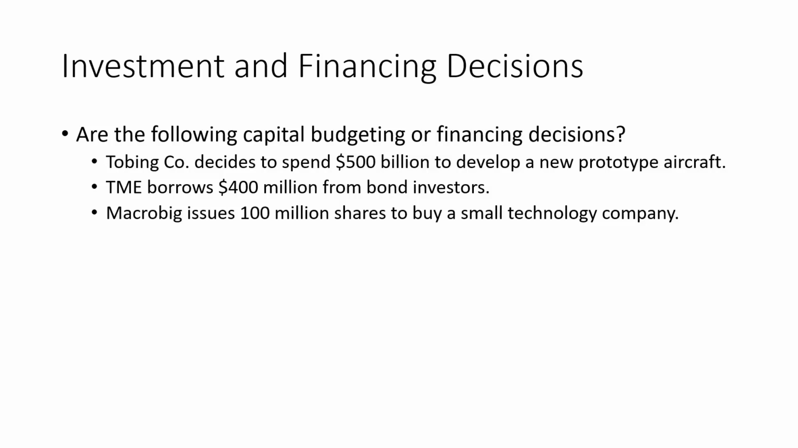Microbig issues 100 million shares to buy a small technology company. Again, here shares are being issued, so we have some insight into the financing part, but we really don't know what is going on or what is the amount of money. But even then, we know that there will be shareholders who will be given a lien against these shares. So this has an element of financing decision, but the most important part is it's going to buy a small technology company, which is an investment decision. So it's acquisition of that technology company, which is a real asset.